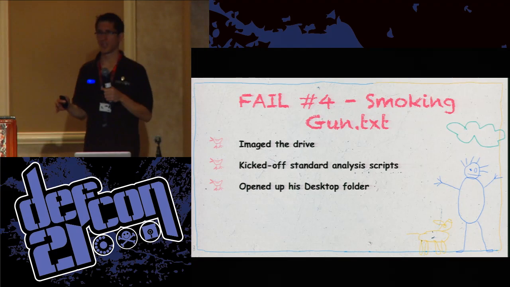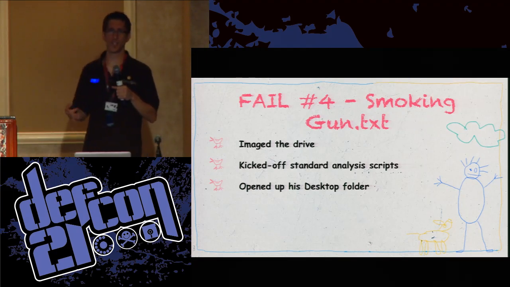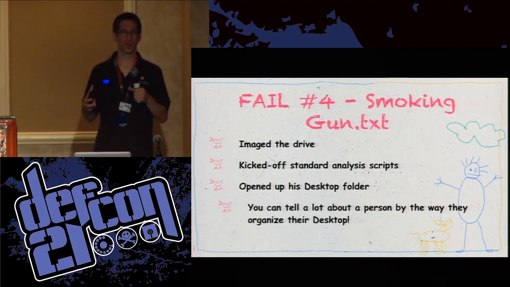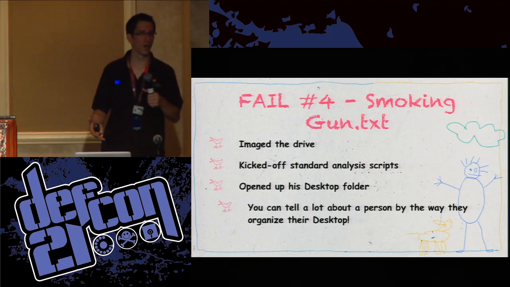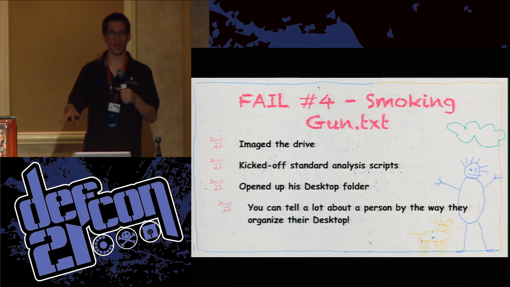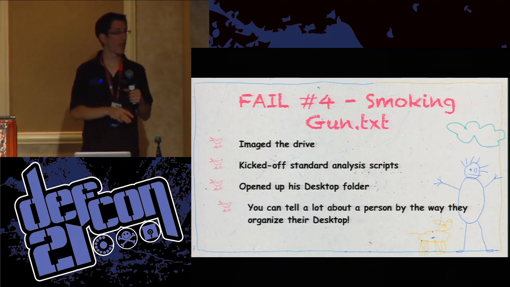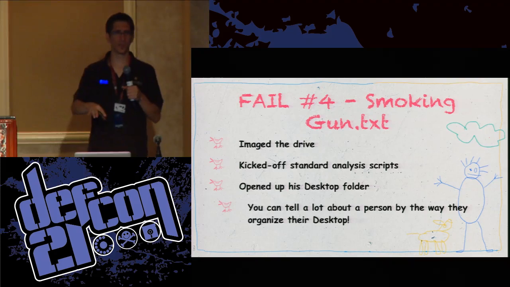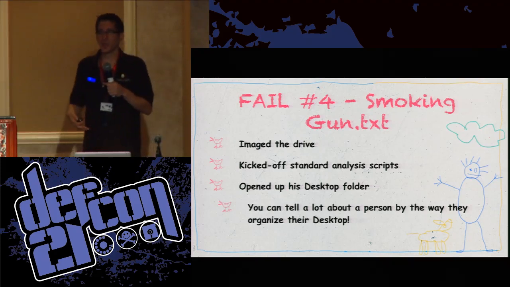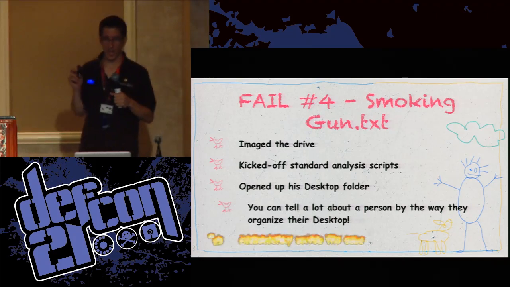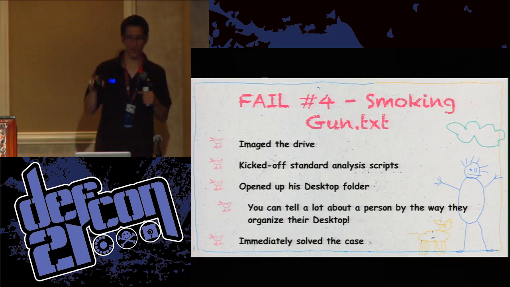I always like to open up the desktop folder of every suspect that I'm examining, because you can tell a lot about the person when you're looking at the desktop. Did they cram a lot of files in there in an unorganized fashion, or maybe everything is neatly packed away in the My Documents folder, just things like that. Are they arranged nicely, or is it all smattered? It tells you a little bit about the person, so you can get a little into the mind of who they are. And immediately, I solved the case.